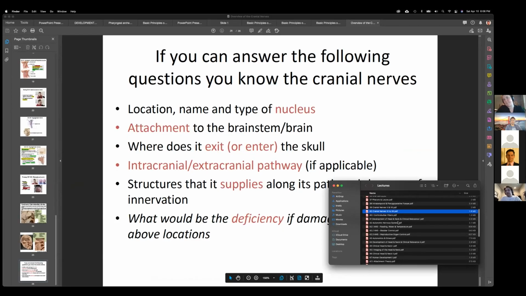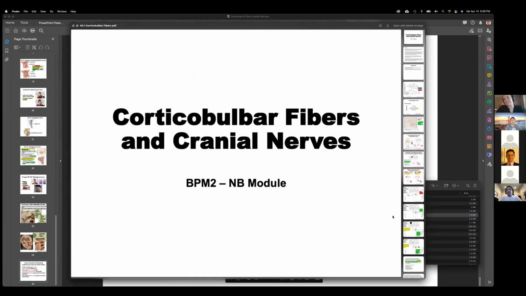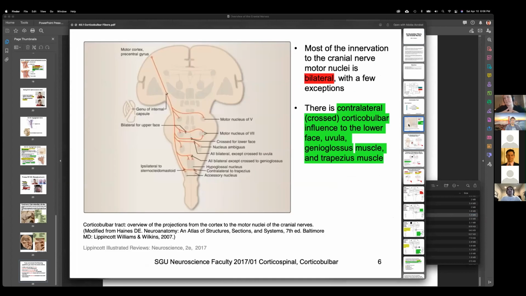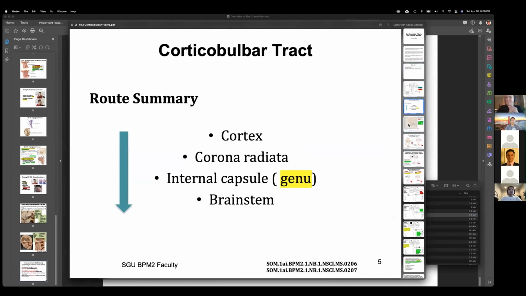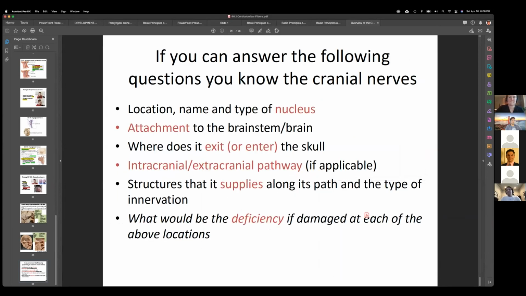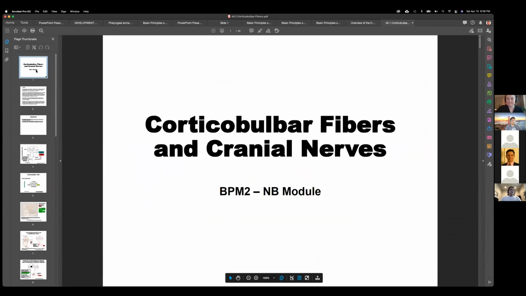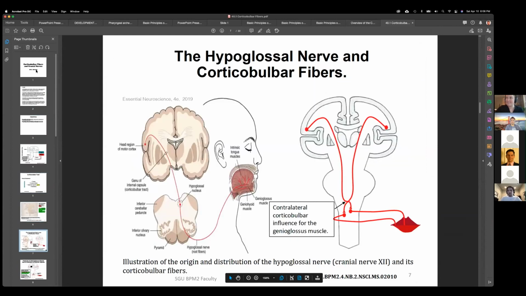Okay, let's see. Corticobulbar. Fortunately, this is very complex, and it's like, how much do you actually need to learn from it? Let's pull it up. Yeah, remember the thing about the corticobulbar fibers.